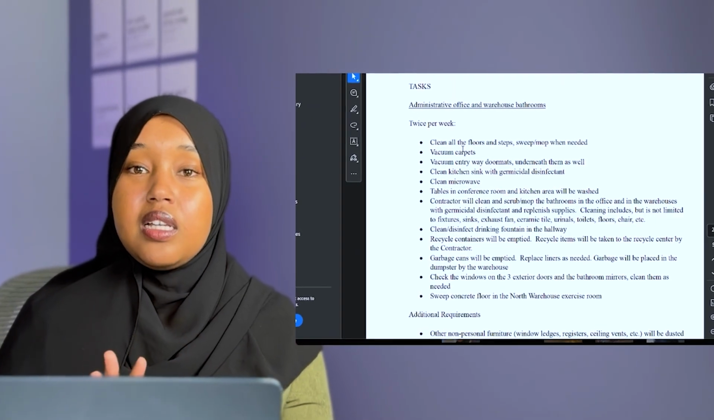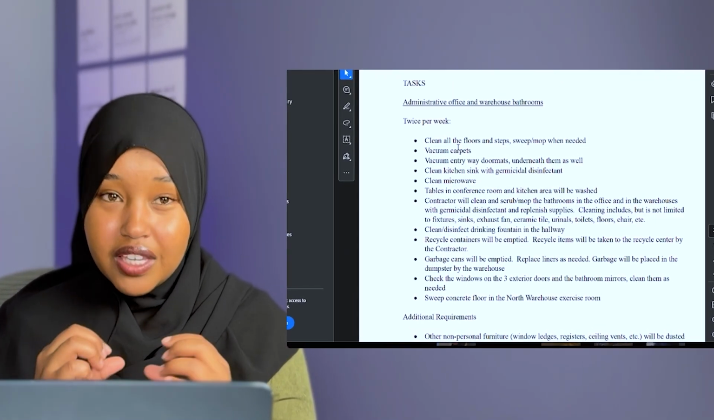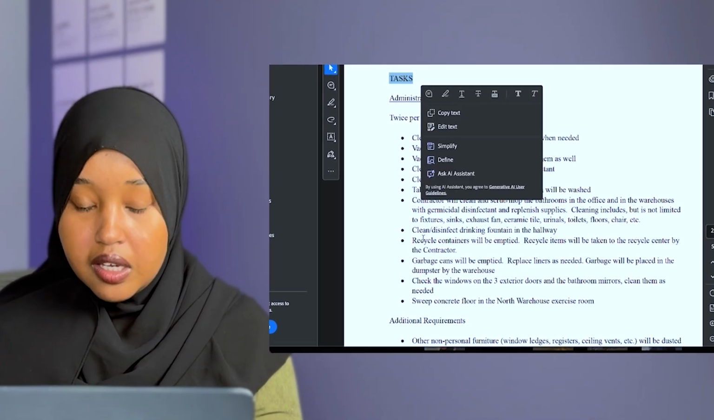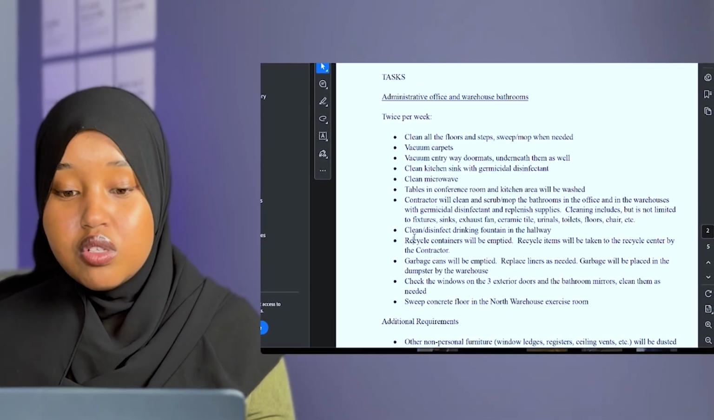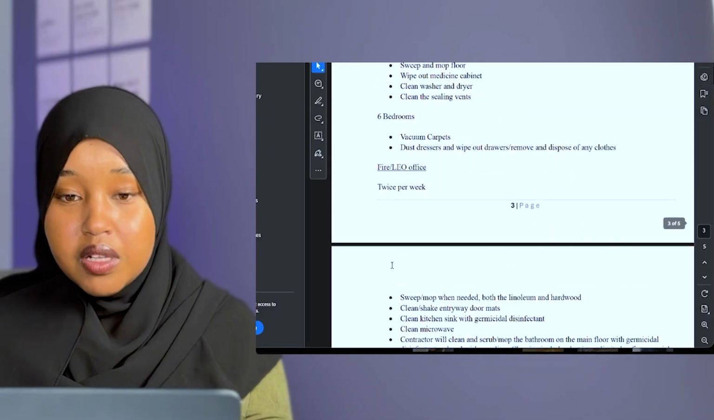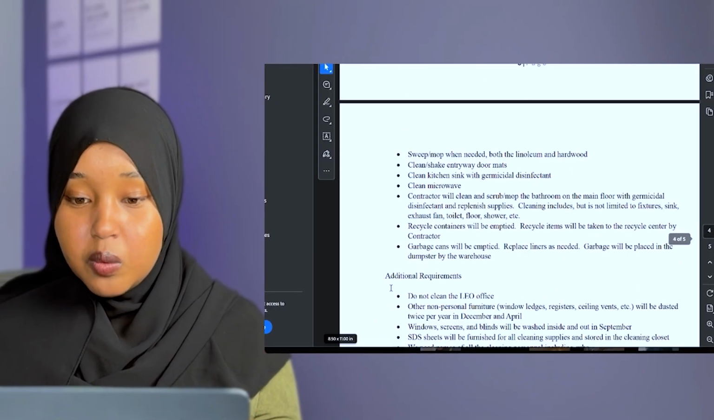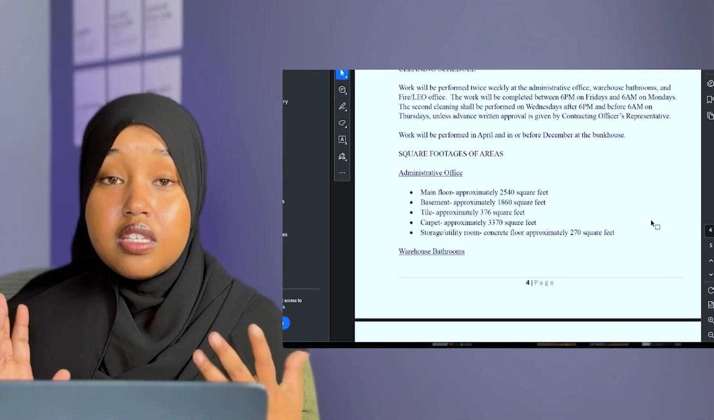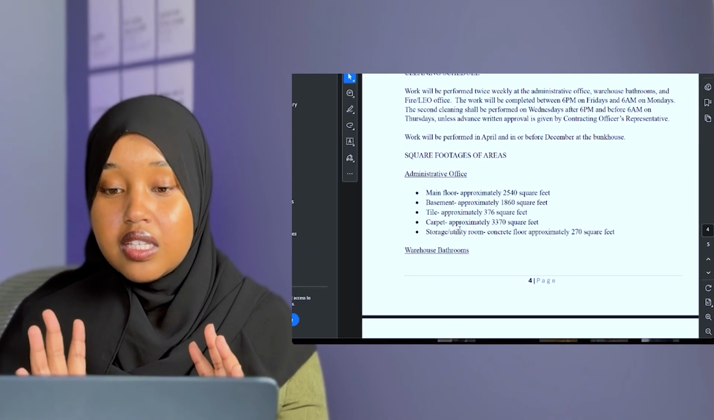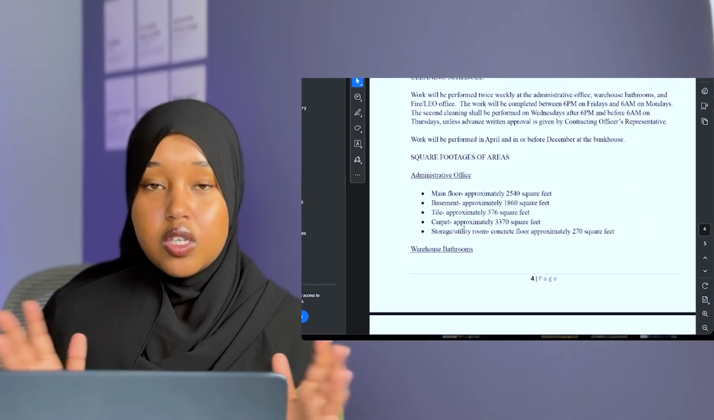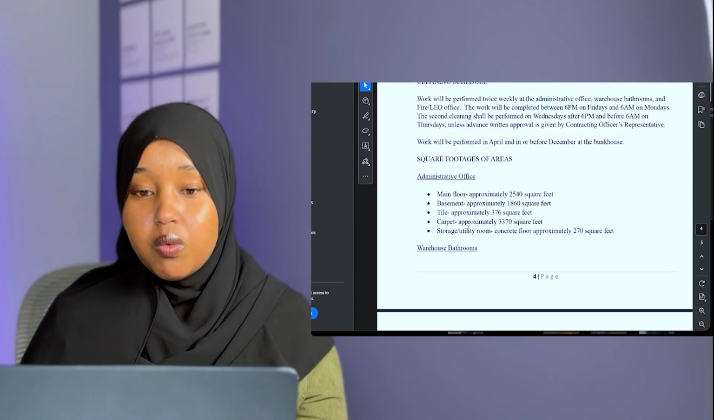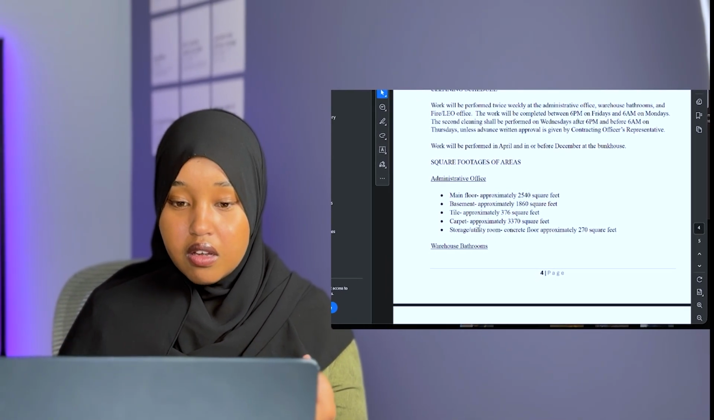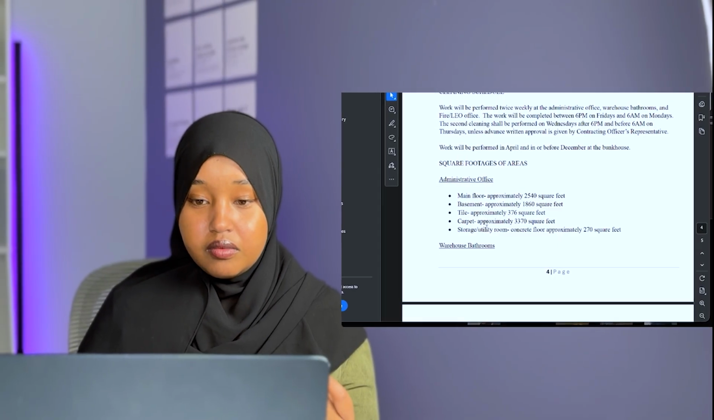Scope of work is basically the specific areas and the specific list that they want you to complete at each cleaning. In this list, they want you to do it twice a week. This other building, the fire station, it will be twice a week. Then again, they provided us with the square footage, which is very, very helpful. We usually take the scope of work and the square footage, we combine them together, and we come up with realistic pricing that fits the market of our industry.